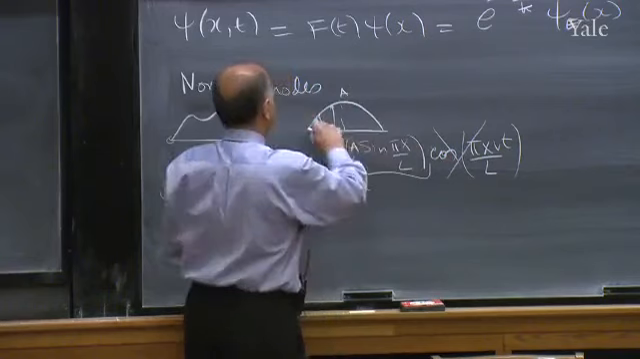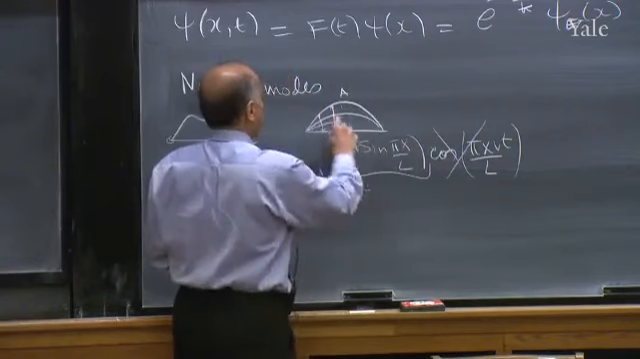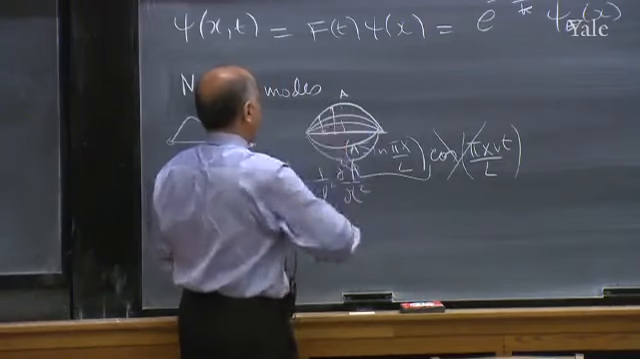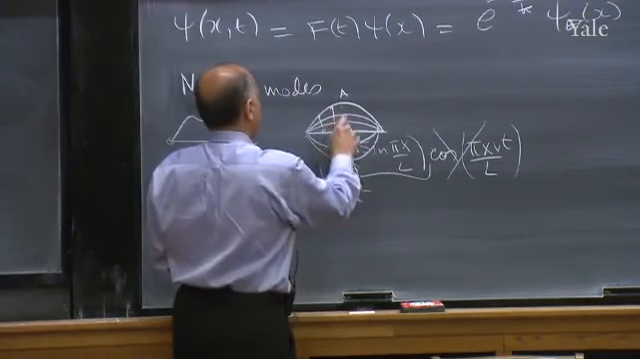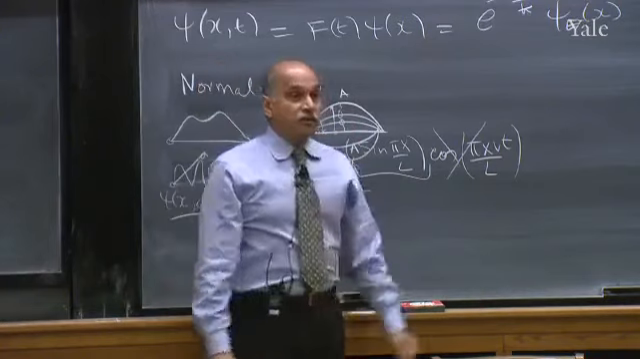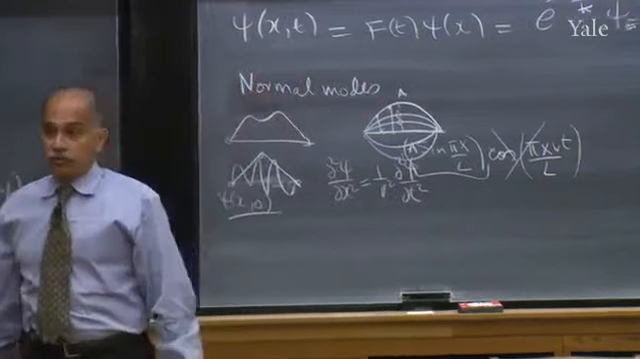That means a little later it will look like that. A little later it will look like that. Then it will look like this. Then it will look like this. Then it will look like that. Then it will go back and forth. But at every instant, this guy, this guy, this guy are all rescaled by the same amount from the starting value. That's called a normal mode.